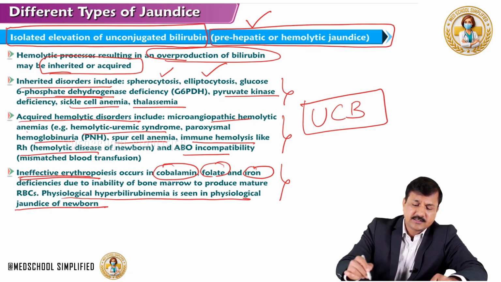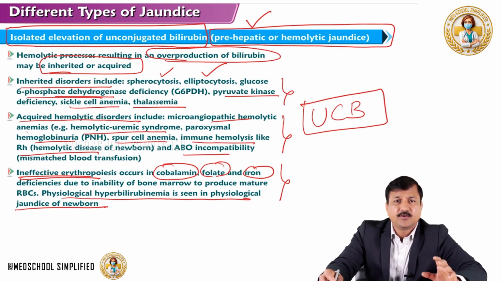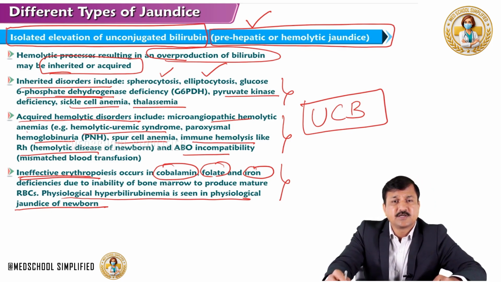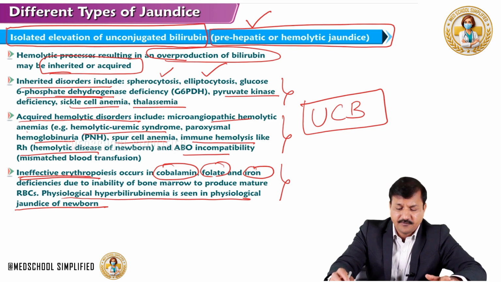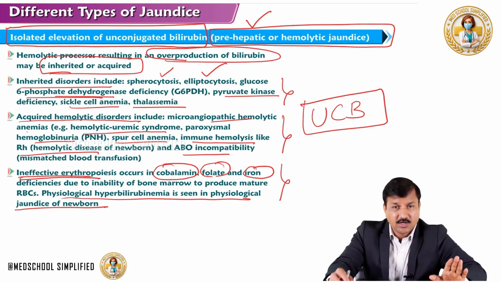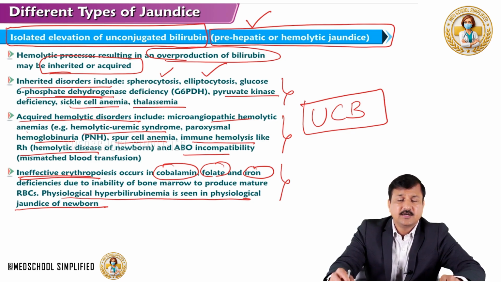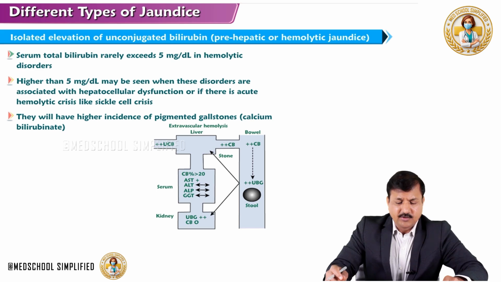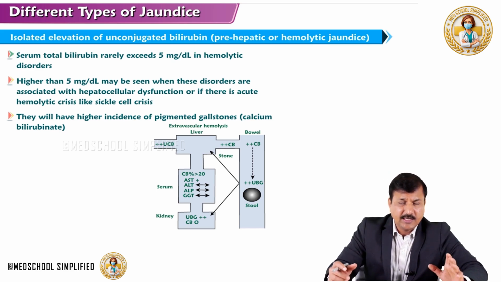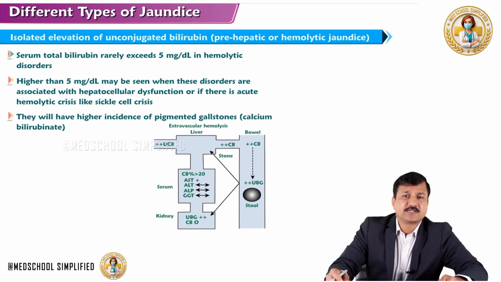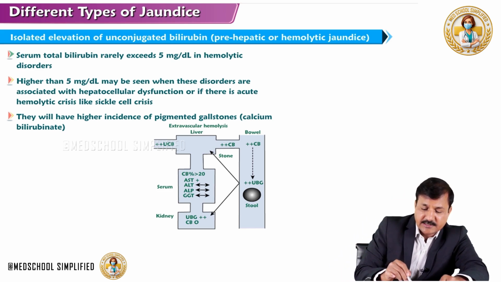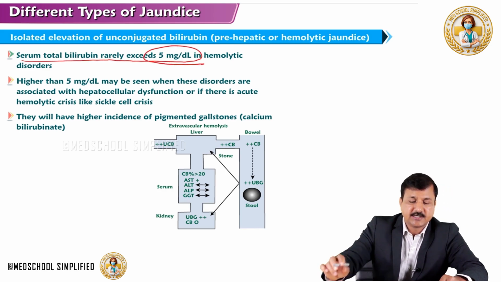Okay, so all kinds of hemolytic disorders, you can put into pre-hepatic or hemolytic jaundice. It can be cobalamin deficiency, folate deficiency, iron deficiency, all of them, including physiological jaundice, they all fall under pre-hepatic jaundice. So, what are the laboratory features that we see in pre-hepatic jaundice? In pre-hepatic or hemolytic jaundice, serum total bilirubin rarely exceeds 5 mg per deciliter.